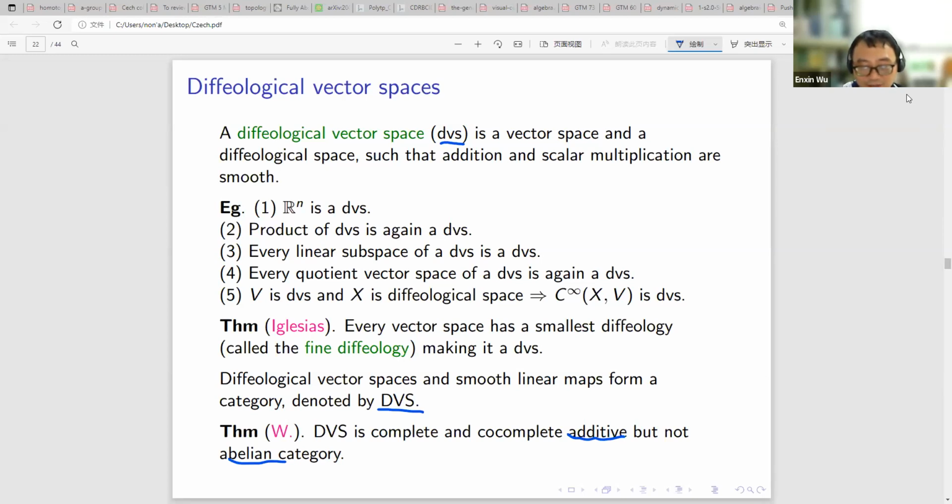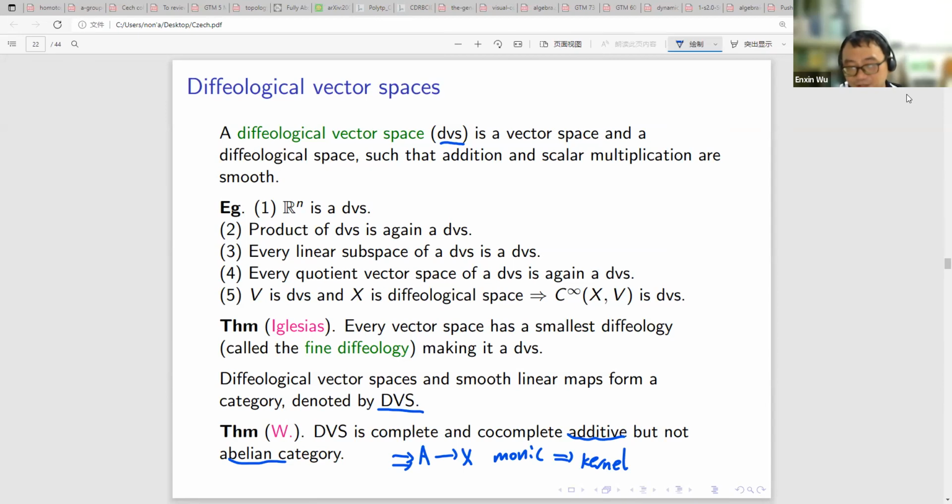So it requires, what's that called? The monic should be a kernel, right? Monic should be a kernel. Monic just means that if you have two maps mapping in, and if composed they are the same, then these two maps must be the same, something like that, right?